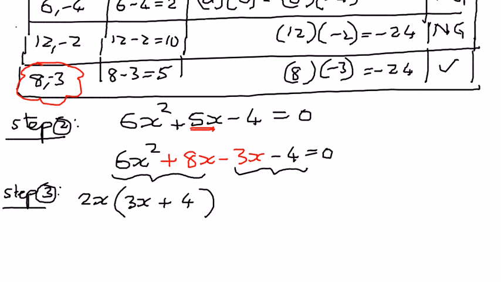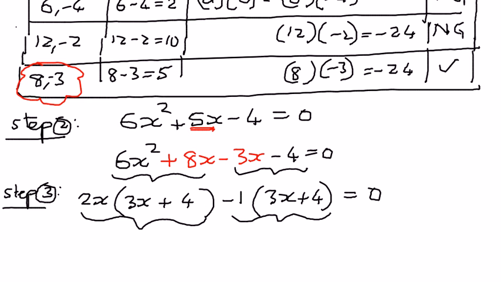4 is left. Now, in the second set of terms, what is common between negative 3x and negative 4? Negative 1. And then what is left? 3x plus 4 is equal to 0. Now, between these two terms, we want to pull out the common factor, and therefore 3x plus 4 times 2x minus 1 is the factored form.